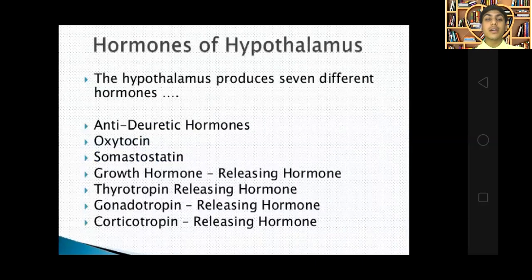Now we are seeing the hormones of the hypothalamus. These are the different hormones secreted by the hypothalamus: antidiuretic hormone, oxytocin, somatostatin, growth hormone, thyroid stimulating hormone, thyrotropin releasing hormone, gonadotropin releasing hormone, and corticotropin releasing hormone. These are the different hormones.